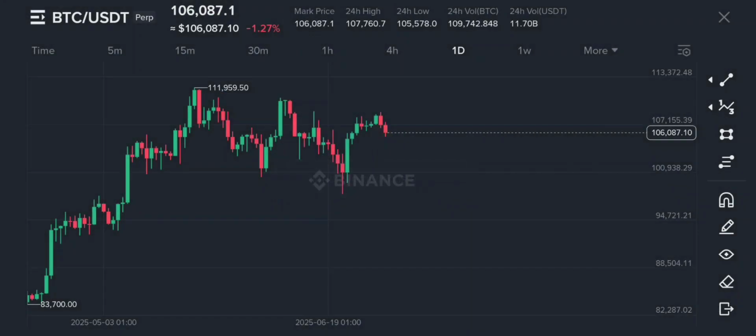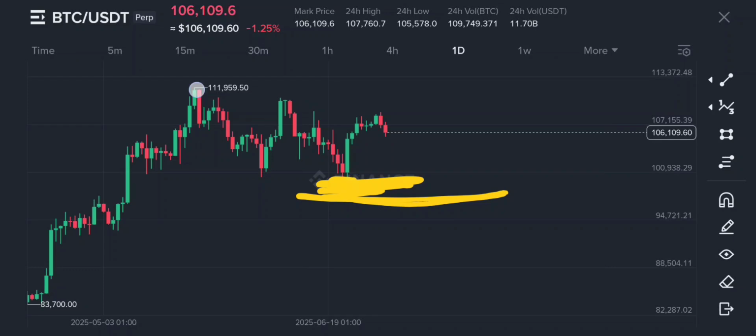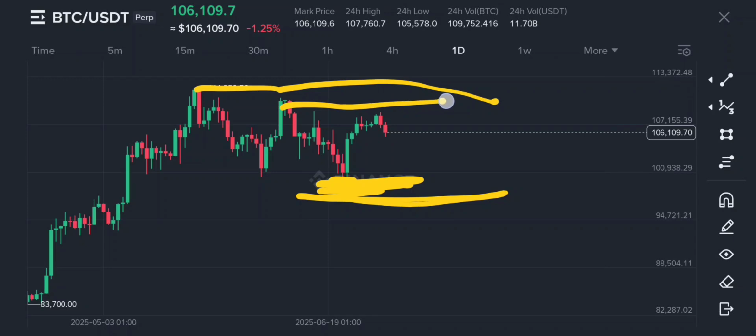So what is a valid point of liquidity? A valid point of liquidity is the area where price has not taken out. Like this point, this is a valid area of liquidity. This area is a valid area of liquidity. This area is a valid area of liquidity.